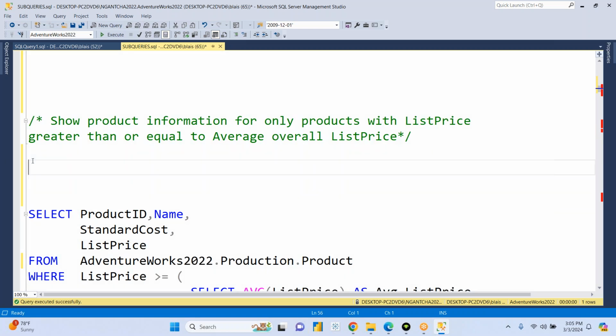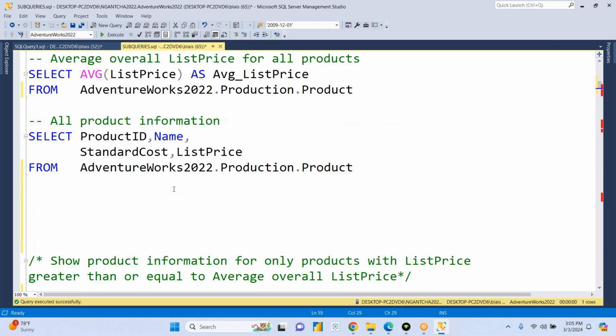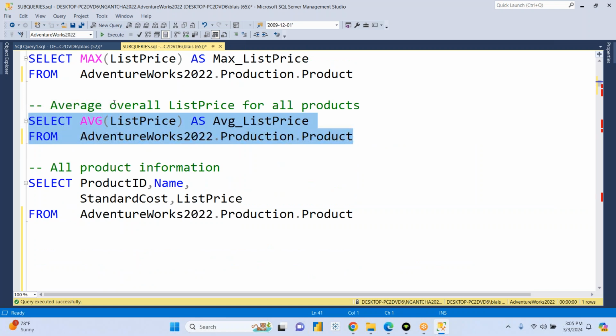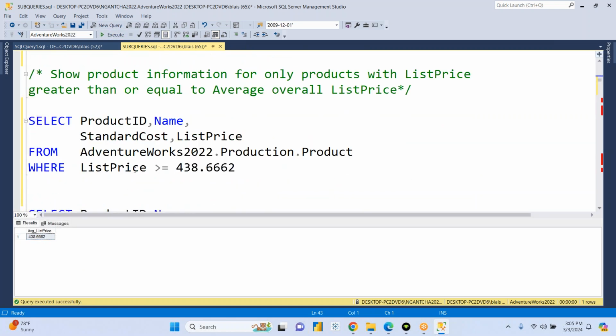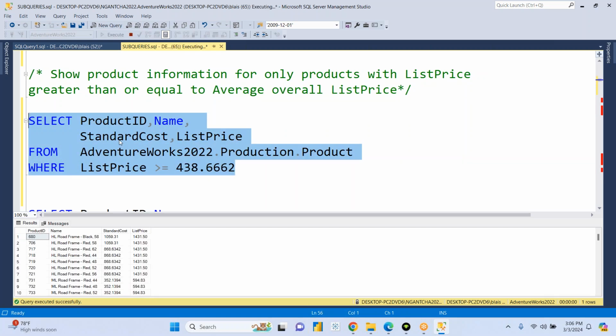So there are two solutions right here. Some students will run this investigation to find the average list price, copy the value, and then use it in this query where the list price is greater than or equal to the average list price. Please just remember this is the value for the average list price. The question says only those products where the list price is greater than or equal to average list price. This is the list price column, greater than or equal to. This is the value we investigated. This value was not provided in the question. It just said average list price. You have to investigate that. So this is it. This is hard coding.